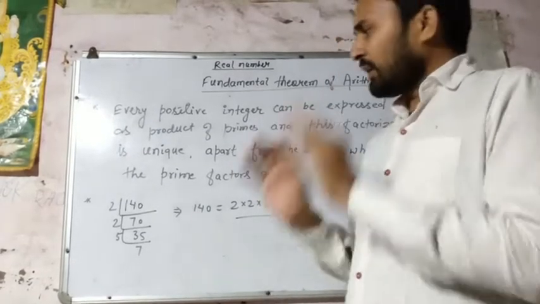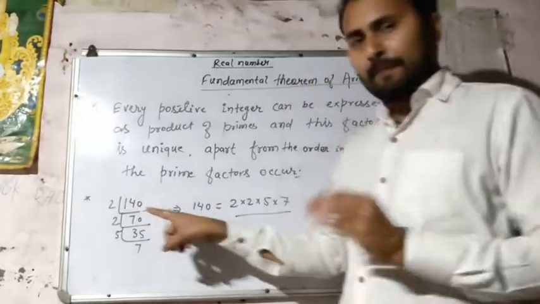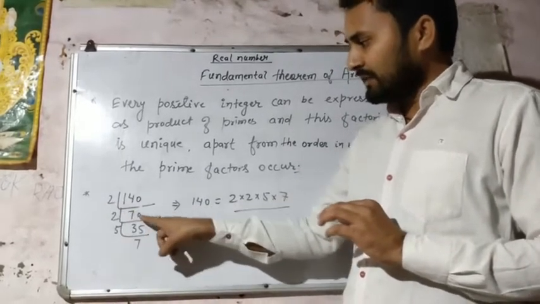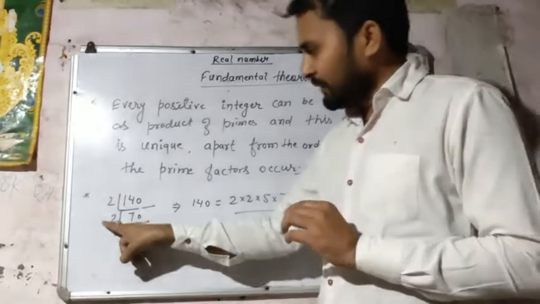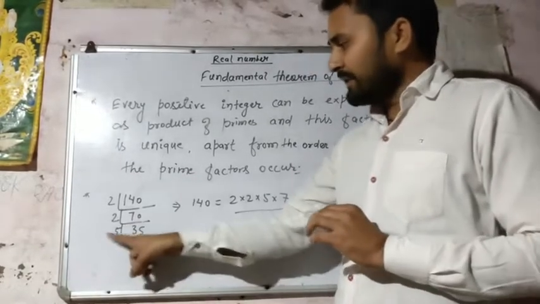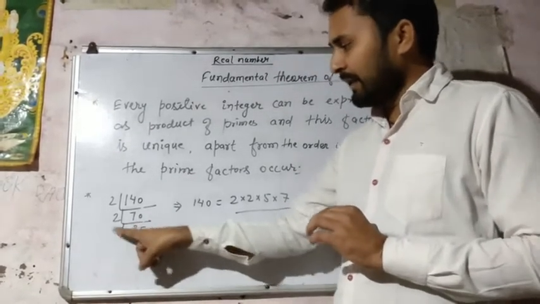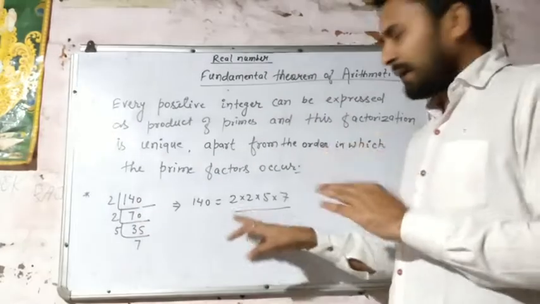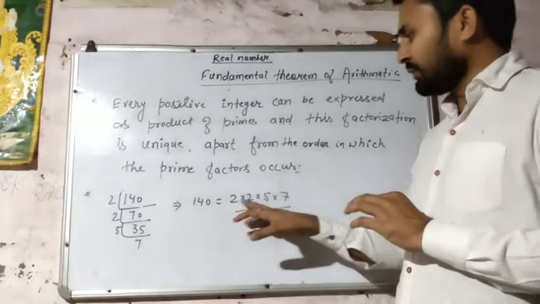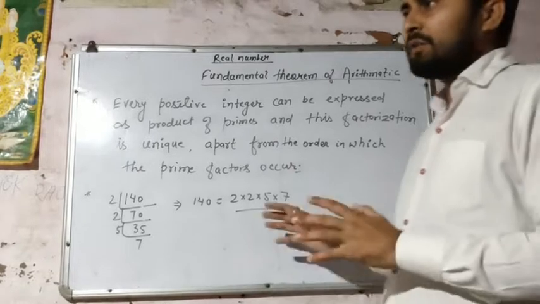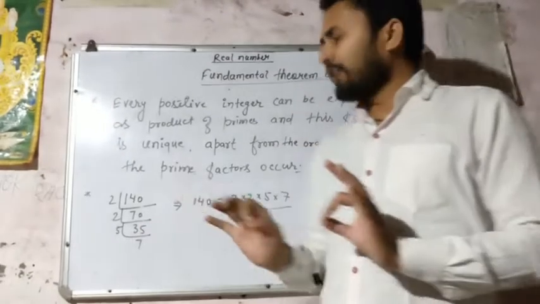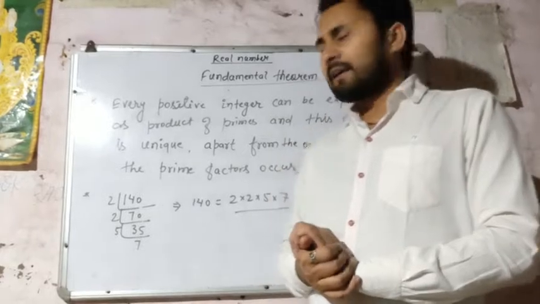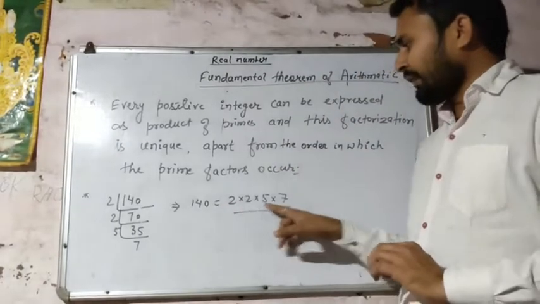Here is 140. We started with 2. 140 divided by 2, we get 70. 70 divided by 2, we get 35. 35 divided by 5, we get 7. So here 140 can be written as the product of 2, 2, 5 and 7. It is unique. In any way we try to factorize 140, there are no other factors than 2, 2, 5, 7.